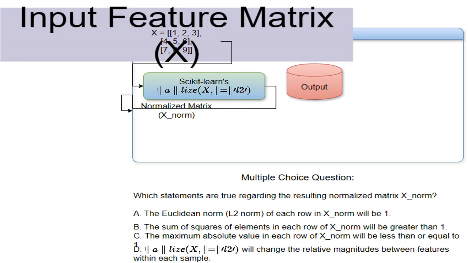This shows the initial data, a 3x3 matrix representing 3 samples with 3 features each. Each number represents the value of a feature for a specific sample. For example, the first sample has features with values 1, 2, and 3.